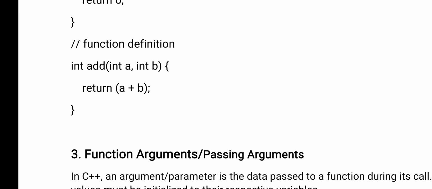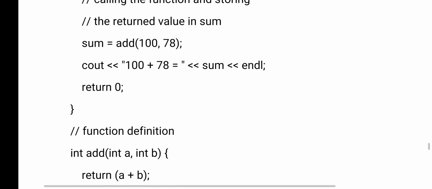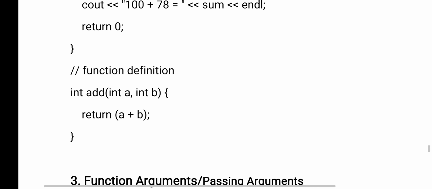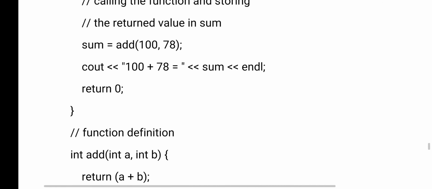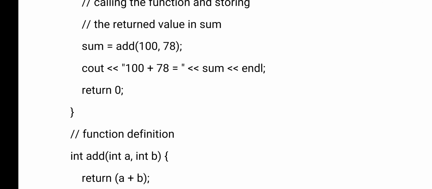Add. What is a value? 100. So this is 100. And what is the b value? 78. Return a plus b. So that value will be returned back. And where will the function result be stored? In sum. And that is printed on the output screen. Like this, from the main function, you can call a user defined function any number of times by passing different values.